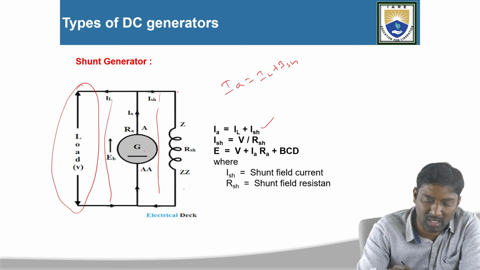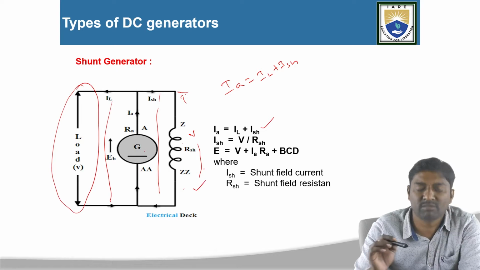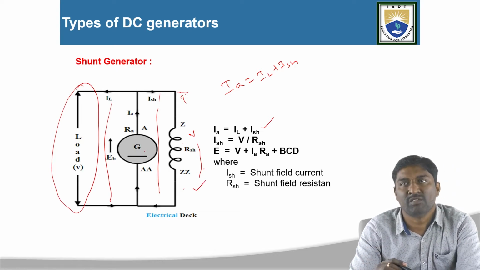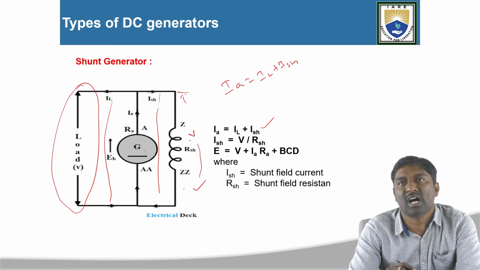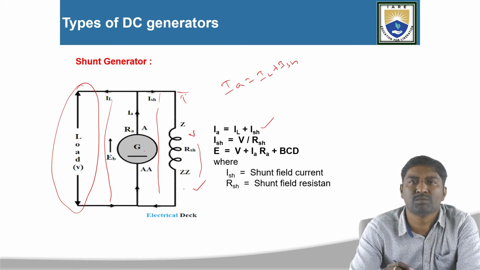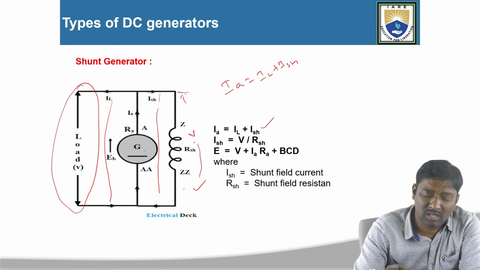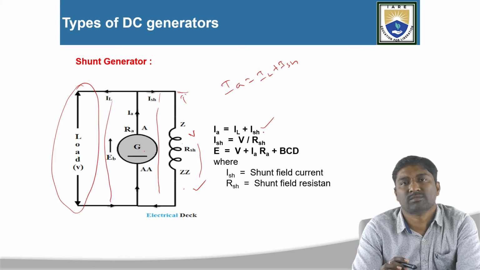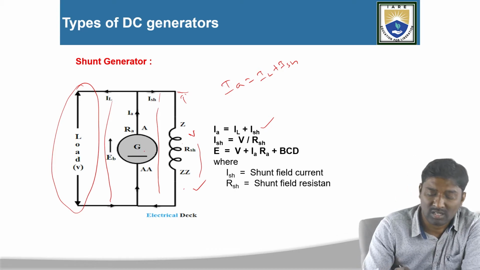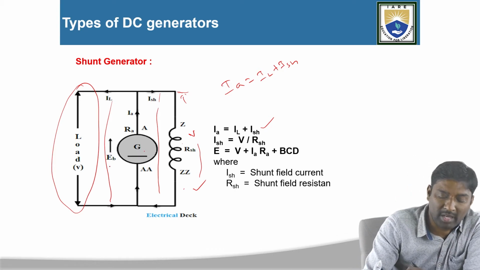So what I am getting here, voltage across the field winding is the load voltage, that is V. So can I write now, we know the voltage and the field winding resistance is RSH. Then what is the current according to Ohm's law? According to Ohm's law, ISH is equal to V by RSH. Okay.